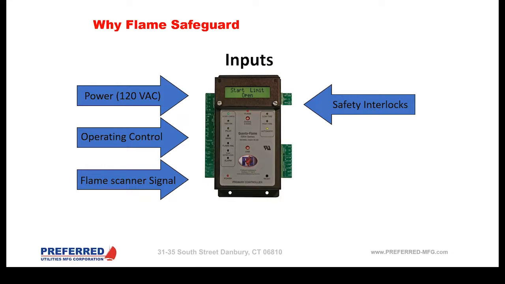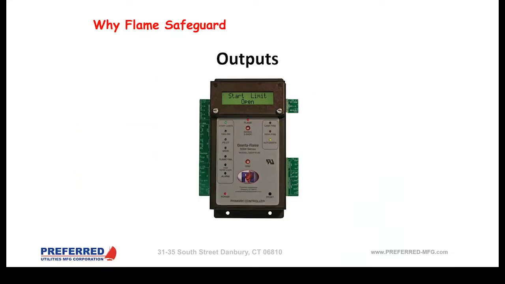We also have to have a flame scanner signal input of some sort so that we can verify that we have flame when we called for it and make sure that we don't have flame when it's not supposed to be there. We also have inputs for safety interlocks. These are going to be interlocks such as a combustion fan pressure input. It could be a low water level input, those type of interlocks. Those have to be through the flame safeguard to make sure that we shut everything down if one of those opens and creates an unsafe condition.